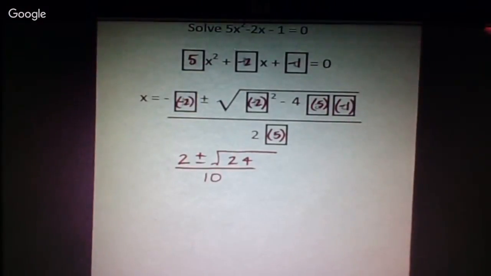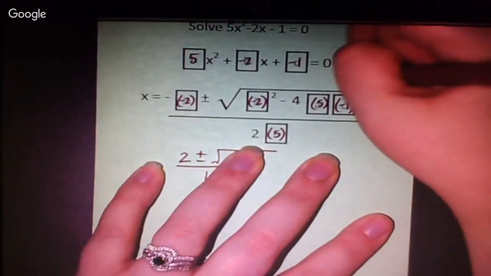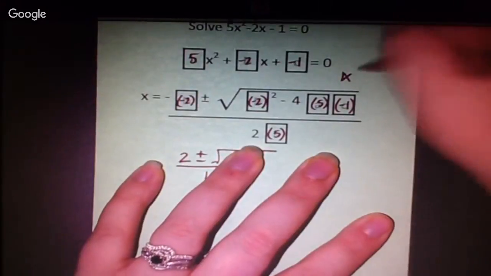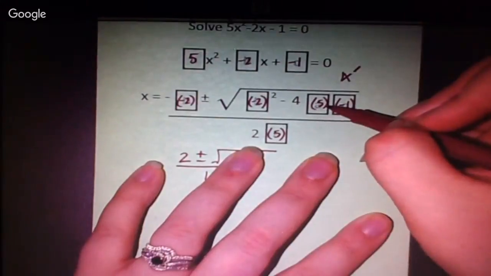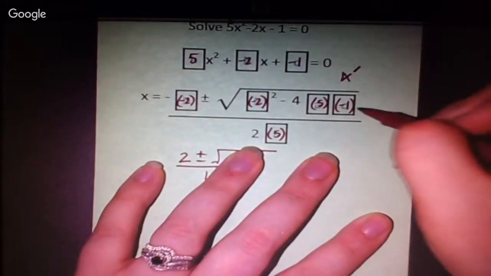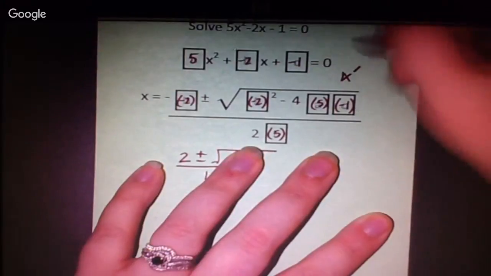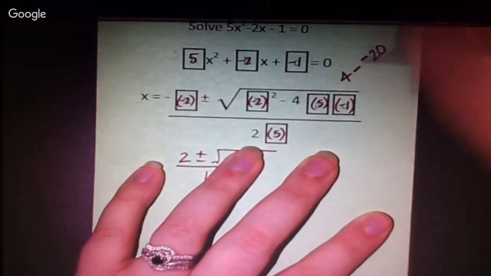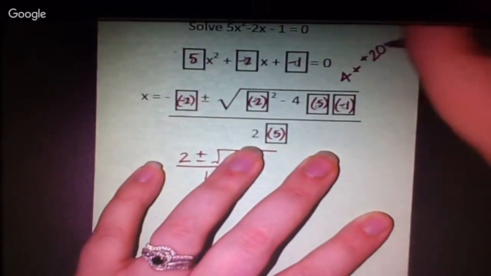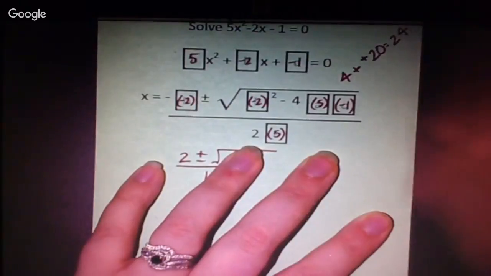Okay. -2 squared is what? +4. So we've got +4. Okay. Minus 4 times 5 is 20 times -1 is -20. So minus -20. But I thought it was already a negative. Oh, so you already put the negative down for the -4. So I already took the subtraction sign. So this becomes plus a positive, which makes it 24.